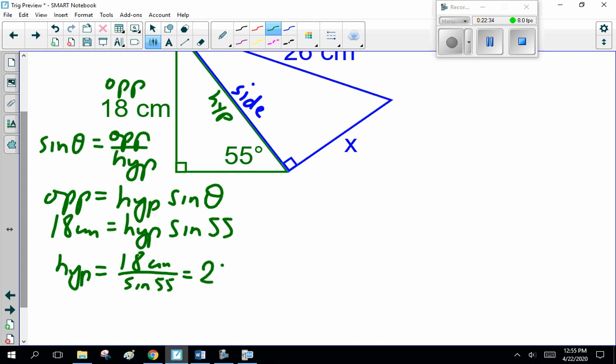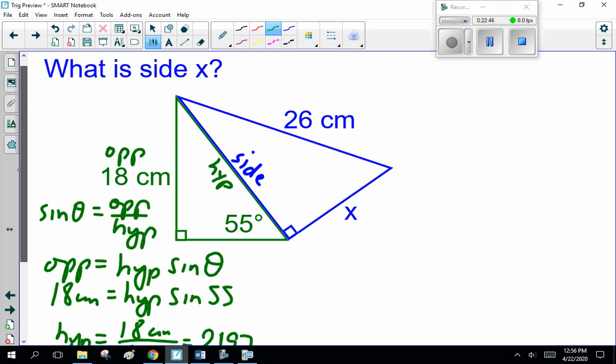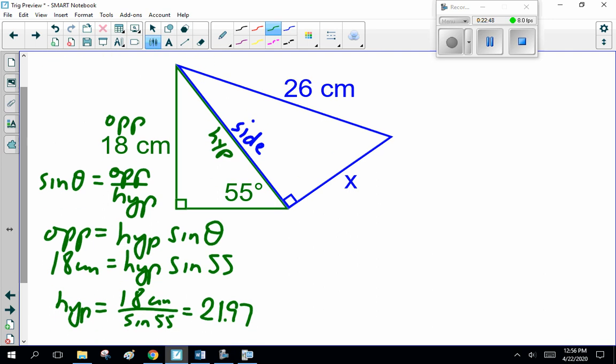21.97. Now remember, do not do rounding off here, not until the end. I'm writing it as 21.97, but you'd leave it as 21.9739426. The rounding off can creep in and give you a mistake, which is why sometimes you'll see answers like 12.2 or 12.4, 12.6 on the multiple choice. So this is 21.97.